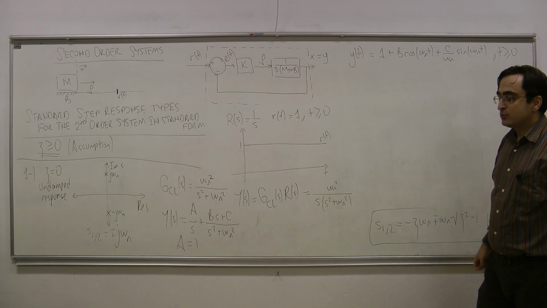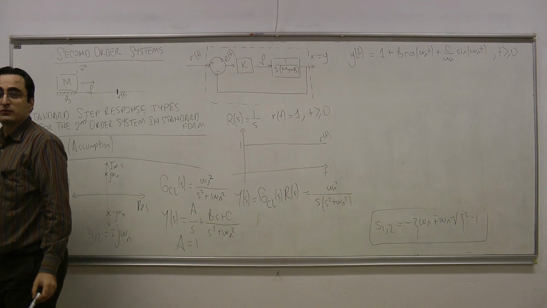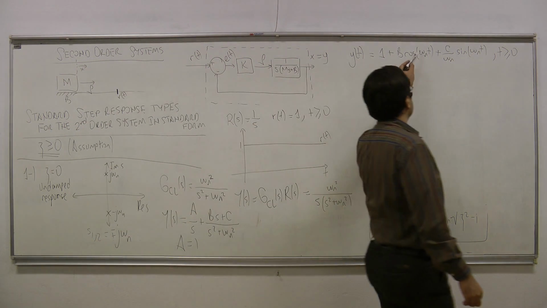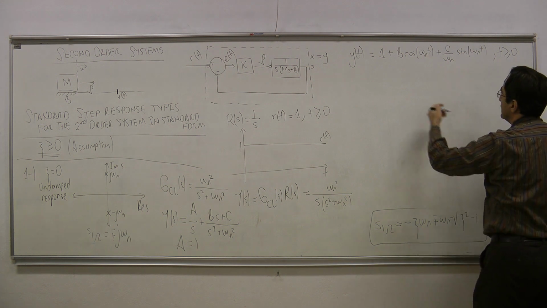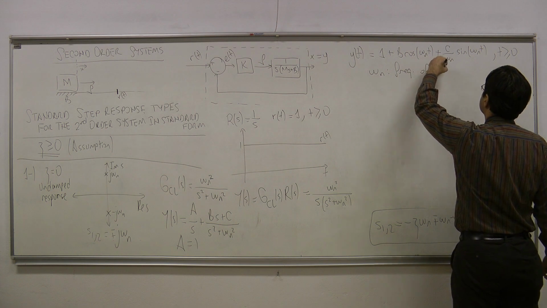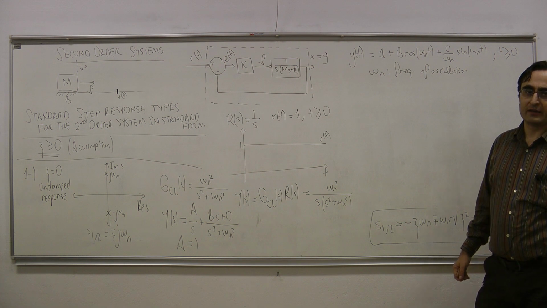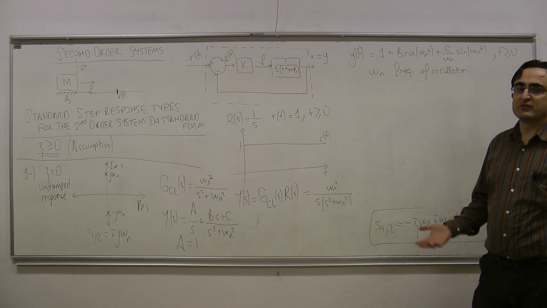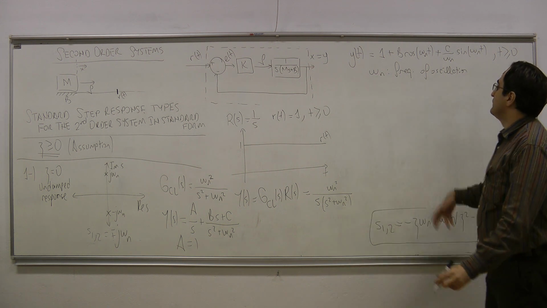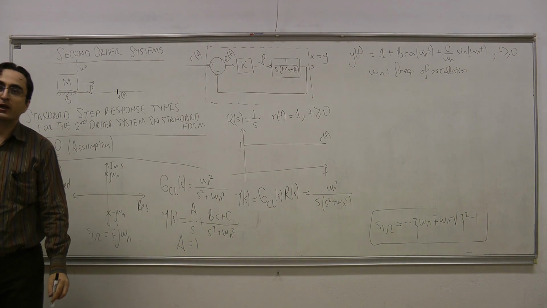And what about the frequency of those oscillations? What can you say about the frequency of those oscillations? Here we see that the frequency would be the number multiplying t in the sine and cosine. So omega n is the frequency of oscillations. And the oscillations are neither growing nor decaying, which means that the oscillations are undamped. So that is why omega n is called the undamped natural frequency of the system.